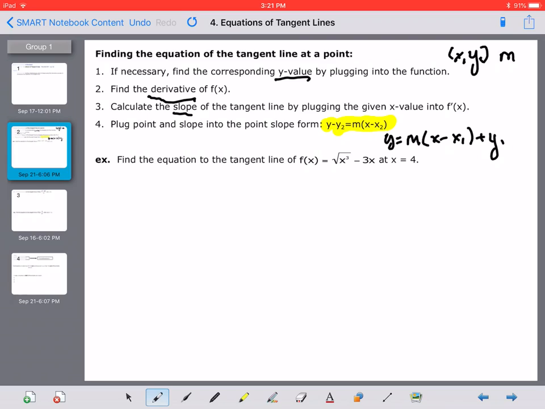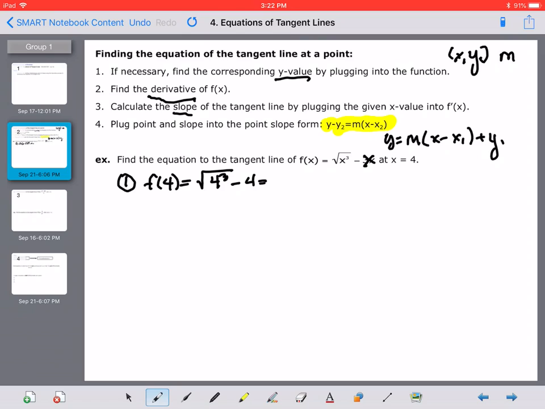So the first thing I'm going to do in my step to find the equation of a tangent line is to find my y value. Sometimes it's given, sometimes it's not. We find a y value by taking the given x value, so 4, and plugging it in. So the square root of 4 cubed minus, and I believe on your paper this was just an x, so we're going to leave it as that. So minus 4.